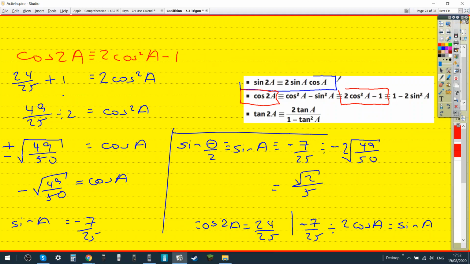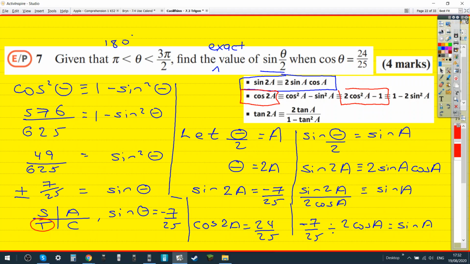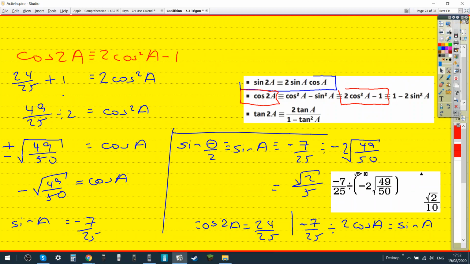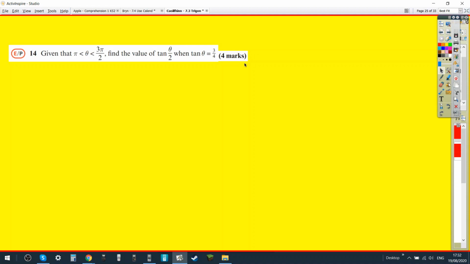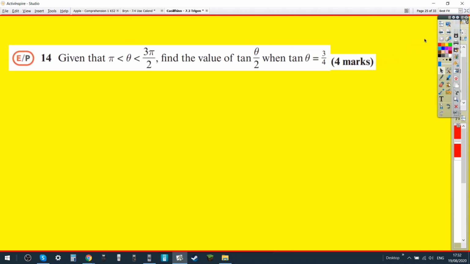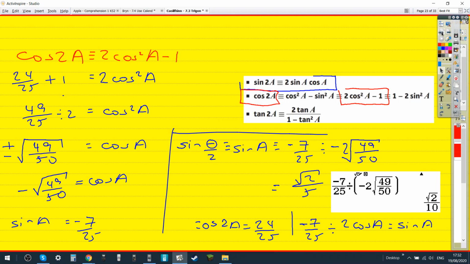But big picture is it's exactly the same as the previous question, except it is disguised because a half theta, if you let that be equal to A, then 1 theta becomes 2A. And so it's double angle formulae in disguise. Any questions there? No. It'll be much easier now that you know that little trick. You'll see. Okay. Let's try this.